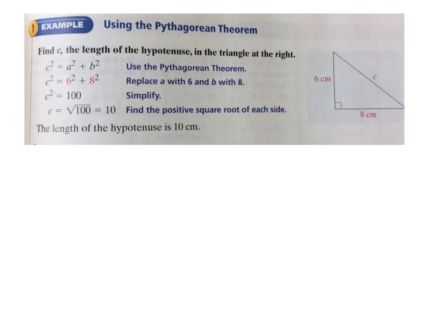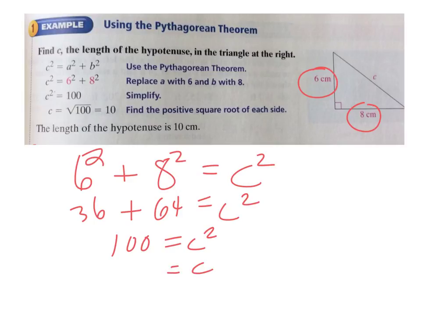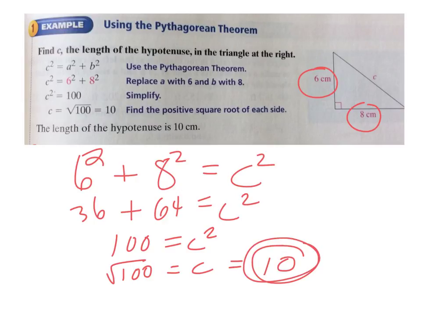This one we're going to actually solve for the hypotenuse. It's the easiest kind here. We can see that we have 6 and 8 for our sides. So that means A will be 6 and B will be 8. So 6 squared plus 8 squared equals C squared. So it's 36 plus 64 equals C squared. So 100 equals C squared. So C is the square root of 100, which we all know, again, is 10. So it means what number times itself. So the answer is going to be 10 centimeters in this case.